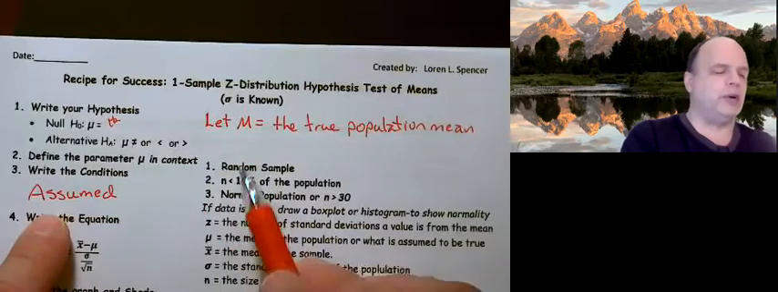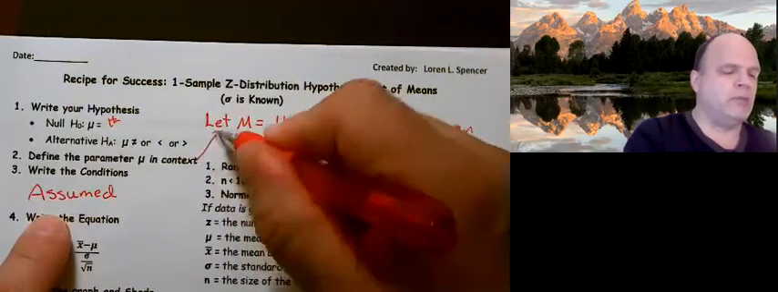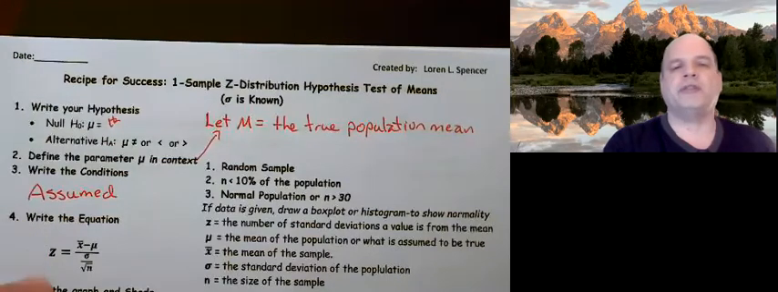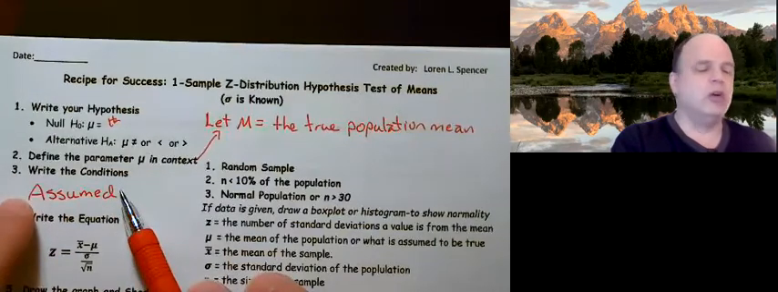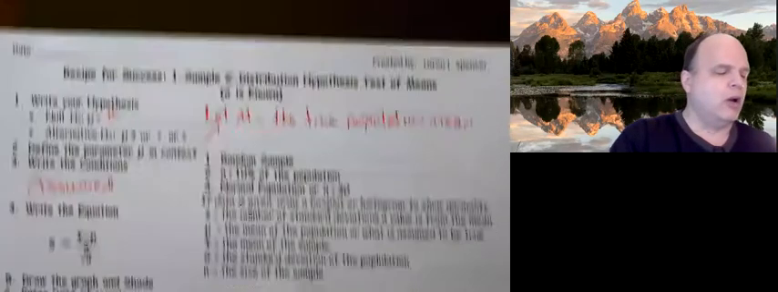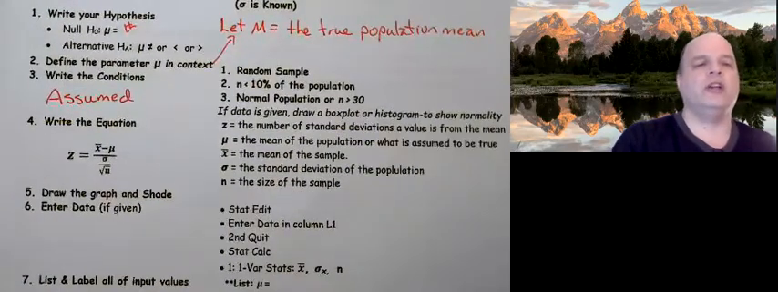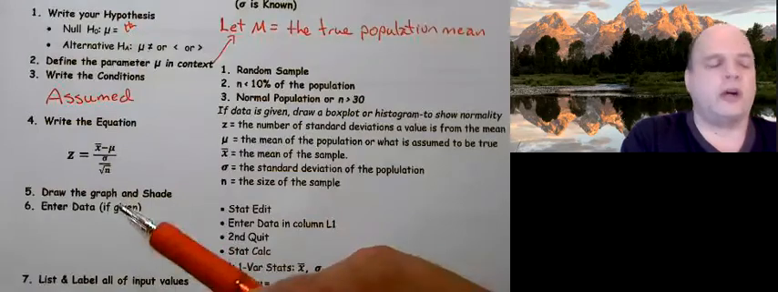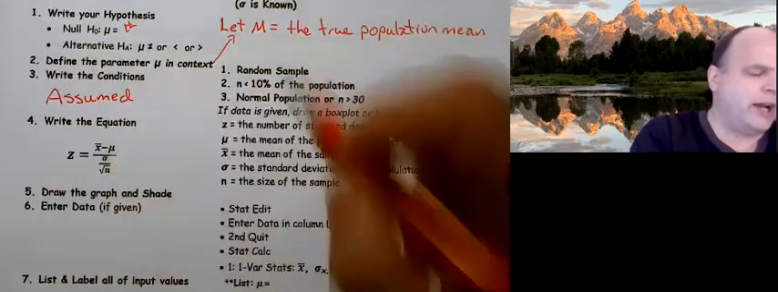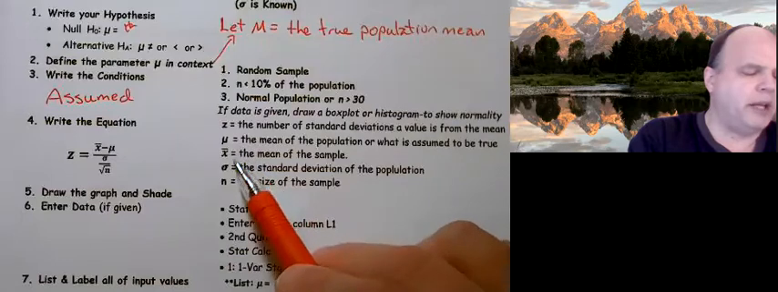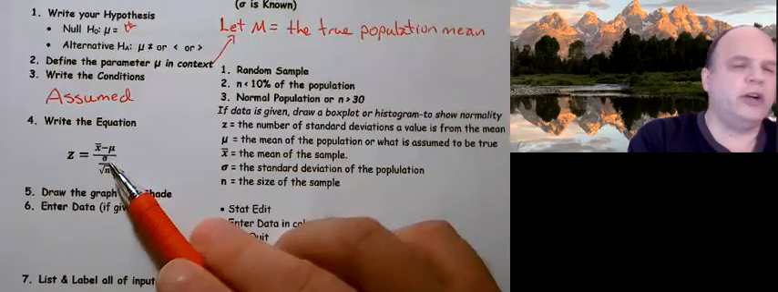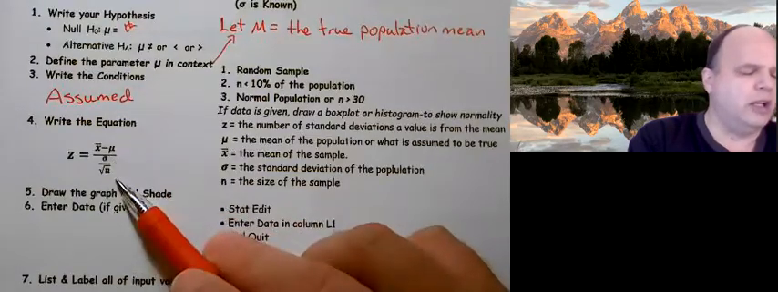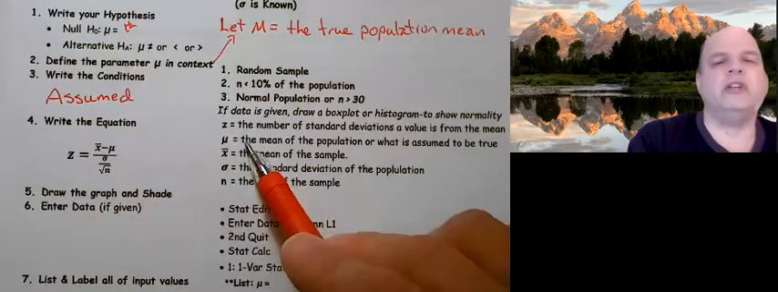Then we're going to define our parameter in context, and that's going to be our "let mu equal the true population mean" statement, just like we did before. Our conditions, because this is a stat list class, we're just going to assume. We're going to write our equation, and this equation should look very familiar to you because we've used this before when we were talking about the central limit theorem. The x bar represents the sample mean. The mu is the population mean. Sigma is the standard deviation of the population, and n is the sample size. And of course, z just tells you how many standard deviations you are from the mean.